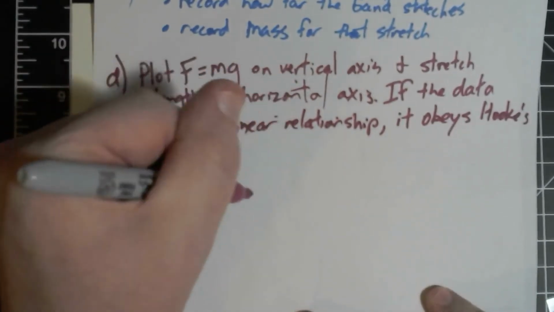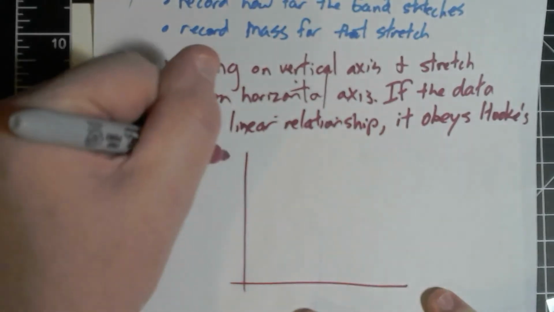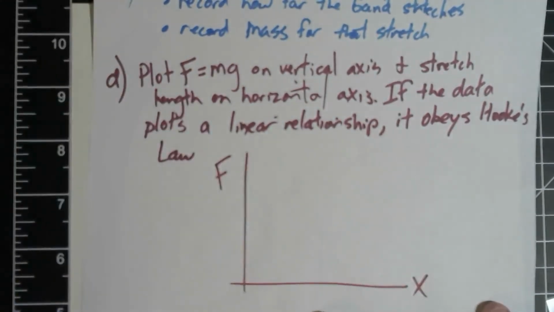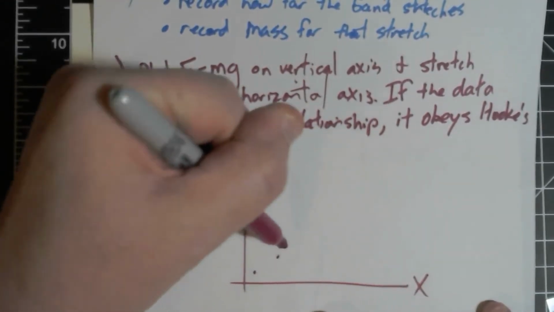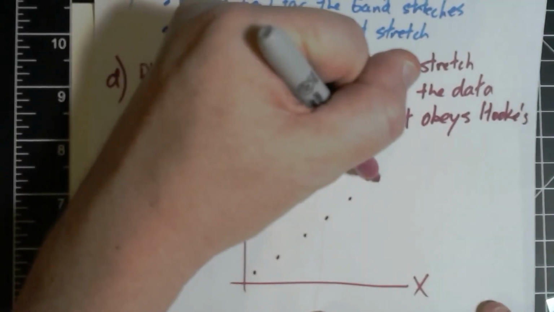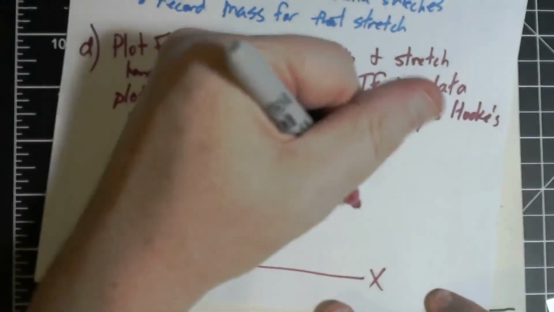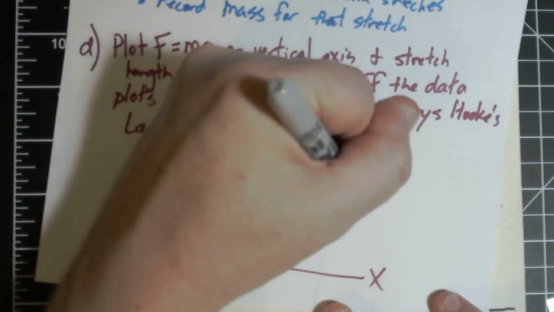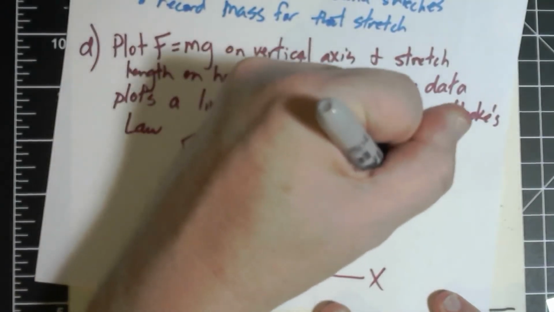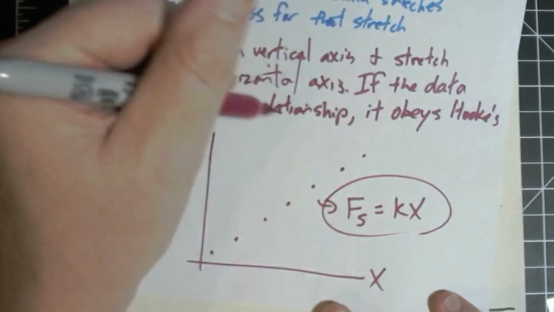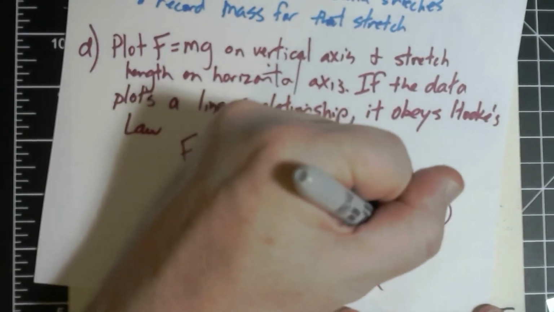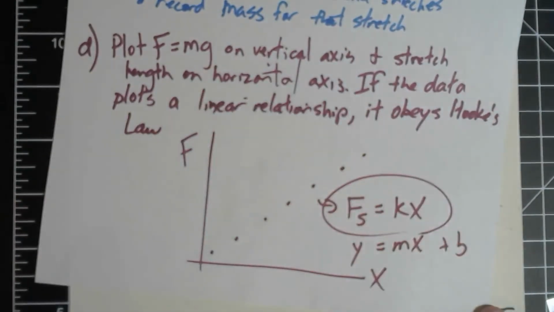So the idea here is that just like we did in the Hooke's law lab, if you plot force versus how far it stretches, and that data shows up to be nice and linear, then yeah, that's a Hooke's law relationship. Because if you remember Hooke's law, the spring force is equal to kx. That is definitely a y equals mx plus b looking graph. It's a linear graph.